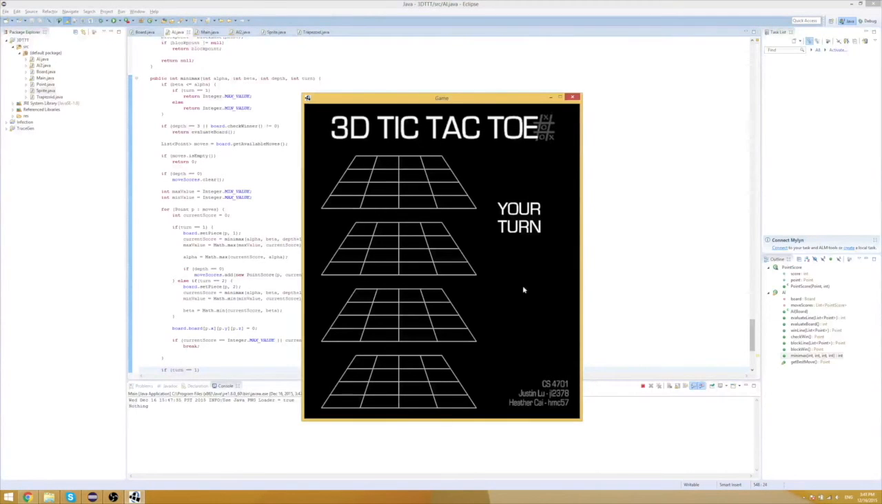This is the demo for 3D Tic Tac Toe. I'll be playing against an AI that uses the defensive strategy, which favors blocking my moves instead of creating rows for the AI itself. The Minimax algorithm will be looking 3 steps ahead, so hopefully I do okay.